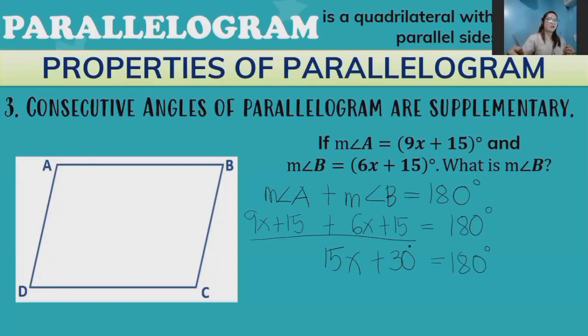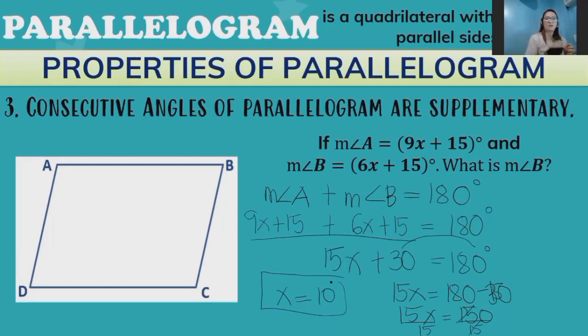And then next, just simply transpose 30 to the other side of the equation and you will have 15x equals 180 minus 30, okay? 150. 180 minus 30 is 150. Then divide both sides by 15. 150 divided by 15. The value of x is now 10. Okay. May value na po tayo ng x.